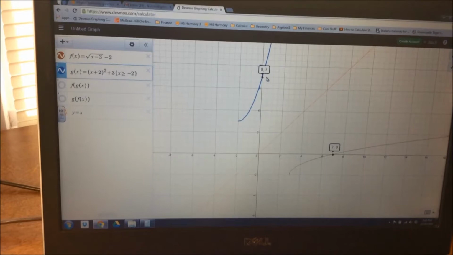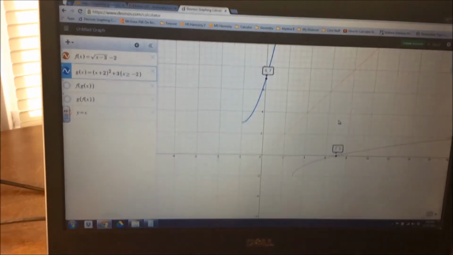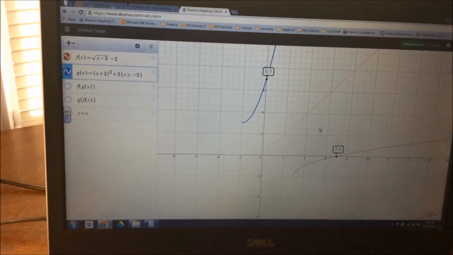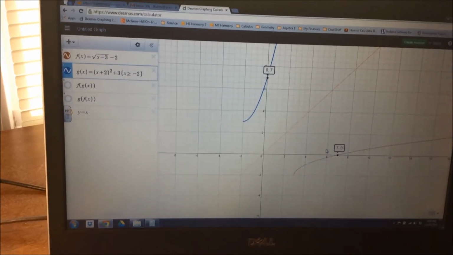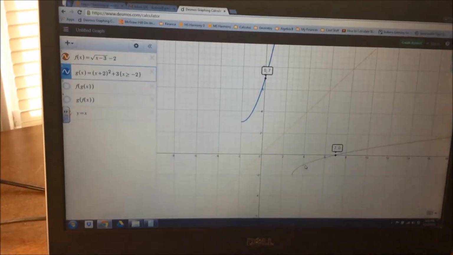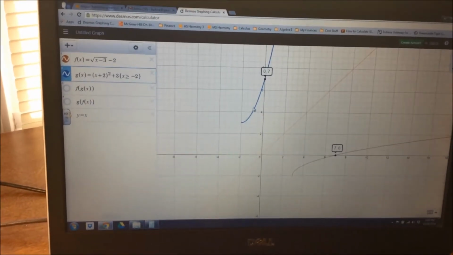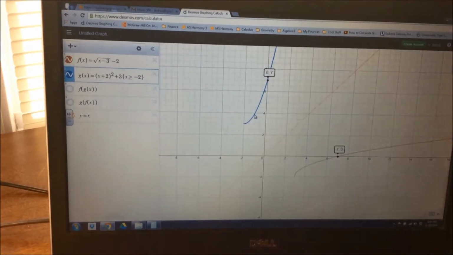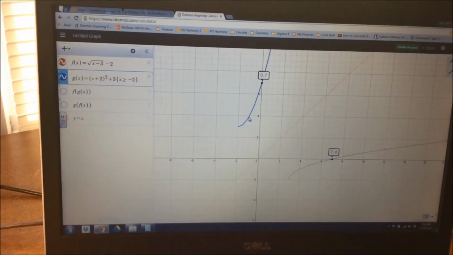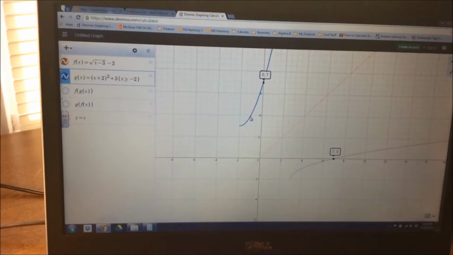So graphically, if you have to find an inverse, flip it over the line y is equal to x. That's all you got to do. Pretty simple. Take all the points here, switch the x and y, and put it up here. Which leads perfectly into how we can do it using a table.